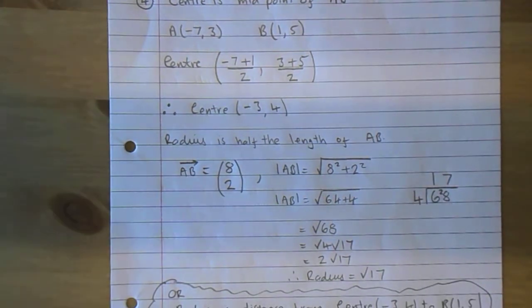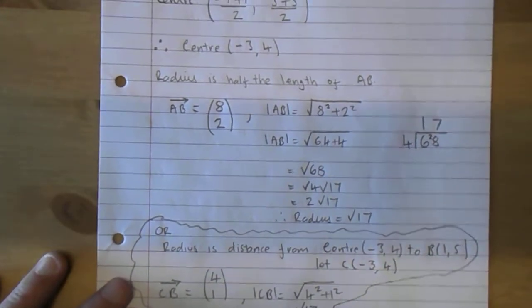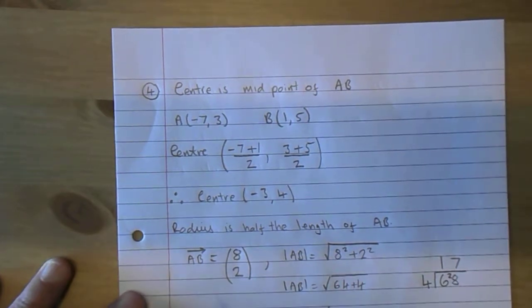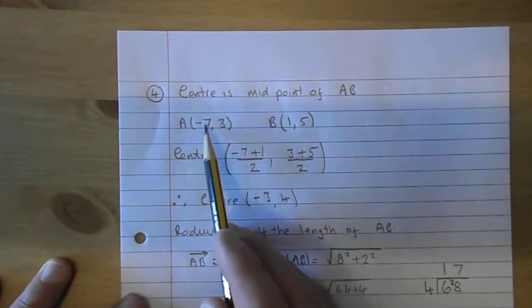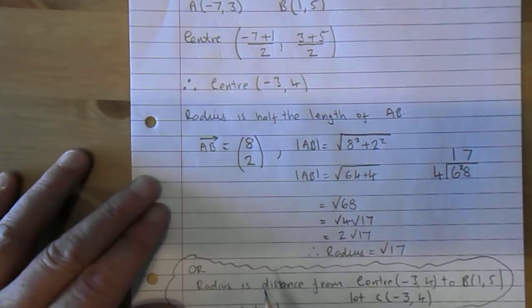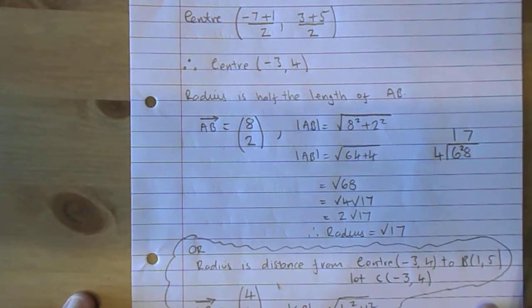And to get the equation of a circle, you need the centre and the radius. Couple of ways to get the radius. What I did was I just got the vector. I'm going to get the length of the line going from A to B, just using vectors. From minus 7 to 1 is a jump of 8, and from 3 to 5 is a jump of 2. So the vector that takes you from A to B, just working in 2 dimensions, is (8, 2).